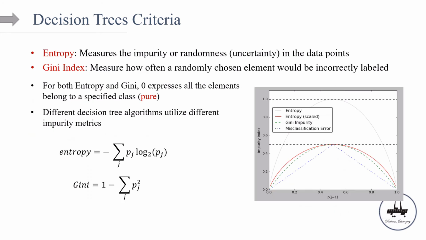So what is entropy? What is Gini index? We know that they are both measures of impurity, right? But let's see what is the difference between the two. Entropy is going to measure the impurity or randomness or uncertainty in the data points, right? So for example, in the previous one, if we use the green split, the uncertainty is going to be larger, right? The randomness is going to be higher. The impurity is going to be higher.